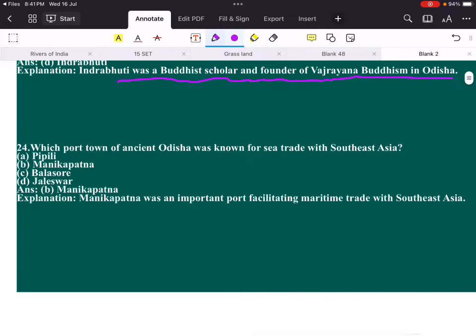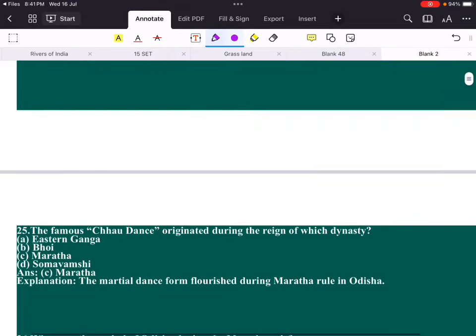Which port town of ancient Odisha was known for sea trade with Southeast Asia? That is Manikapatna. Option B is the correct answer. Manikapatna was an important port facilitating maritime trade with Southeast Asia.